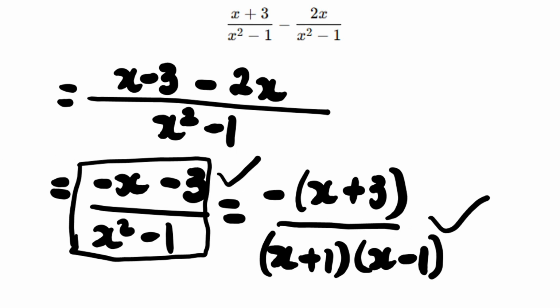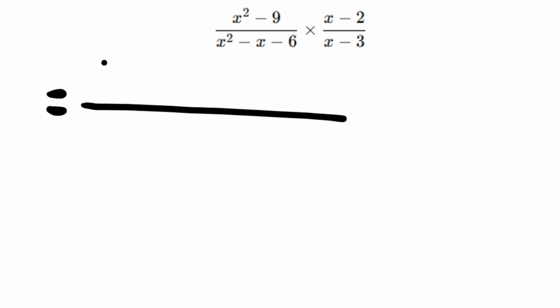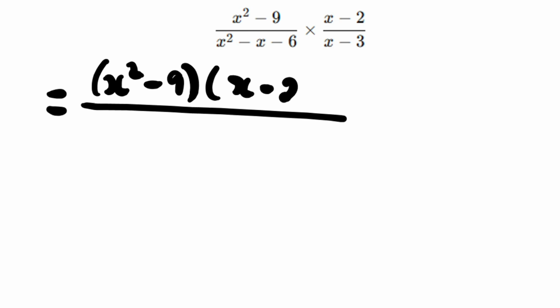So that's subtraction. Here we have multiplication of rational functions, right? So for multiplication, what we said is that you multiply the numerators and multiply the denominators together. So the numerator here is going to be x squared minus 9 multiplied by this one. There's no cross multiplication, right?